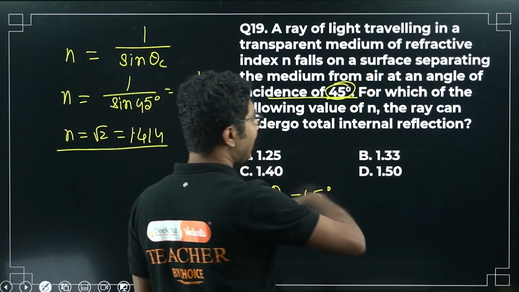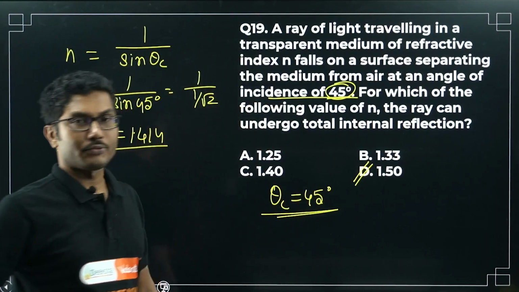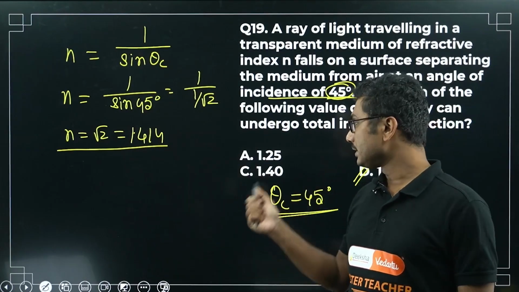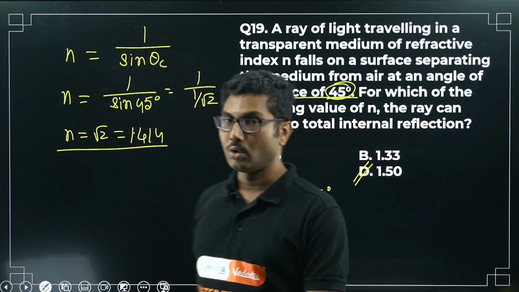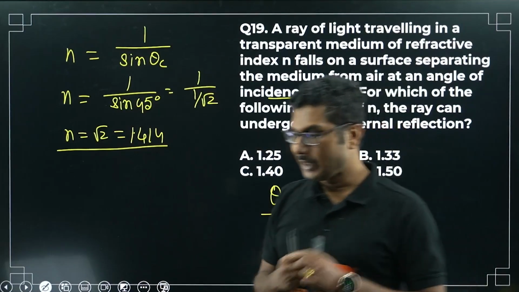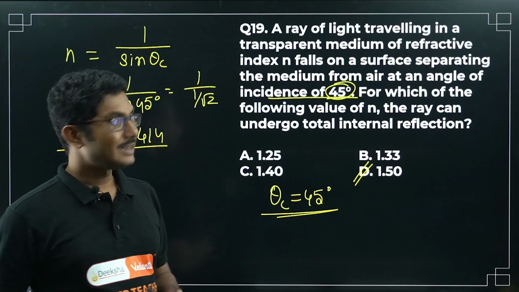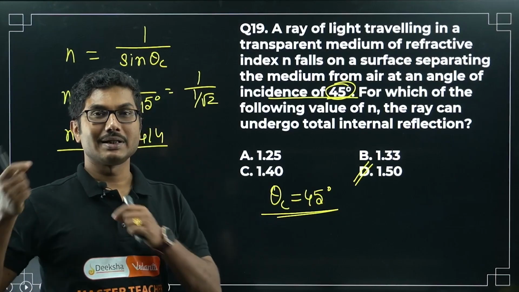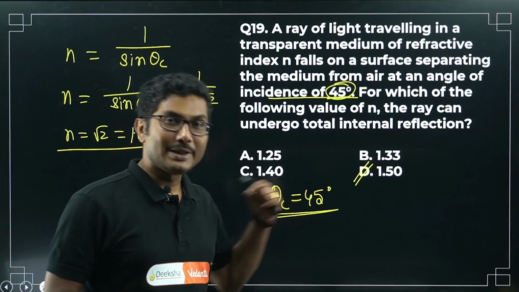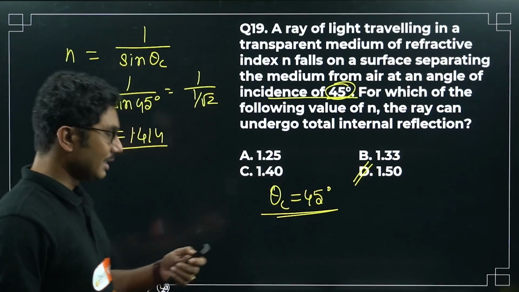Now in the given data, the only correct answer is 1.50. Don't get tempted and mark 1.4. Okay, so I got 1.414, and by rounding off it seems like 1.4 is the correct answer. No, the logic here is it should be more than this value. So be careful and be vigilant when answering such tricky questions. This is a tricky question, even though the mathematics and the formulas are easy. The trick is that whatever value you get, that is the minimum value. Any value greater than that should be the answer. So 1.50 is the answer.